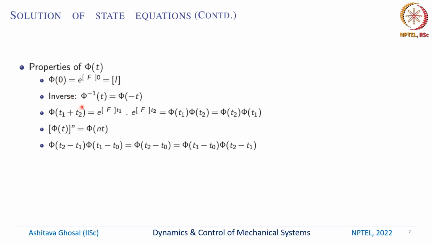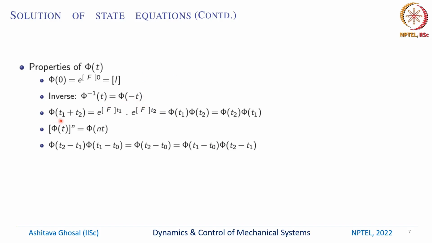That is nothing but the identity matrix. The inverse, which is phi inverse of t, is given by phi of minus t, because e to the power Ft and 1 by e to the power Ft will be e to the power minus F into t. So phi inverse is the same as phi of minus t.